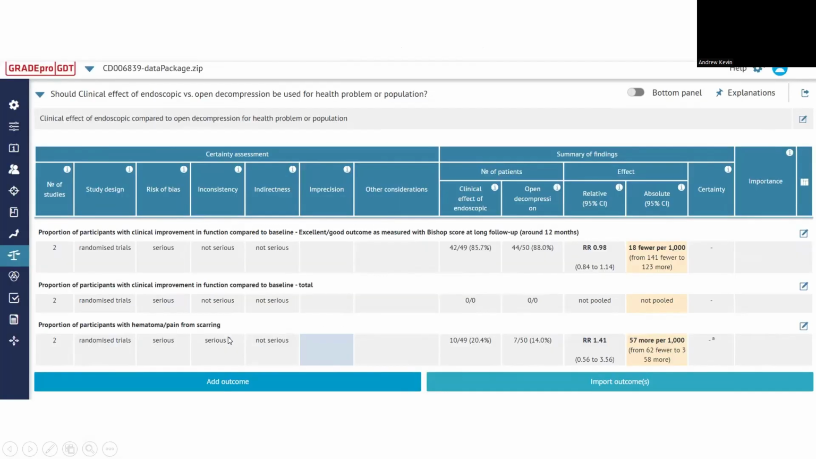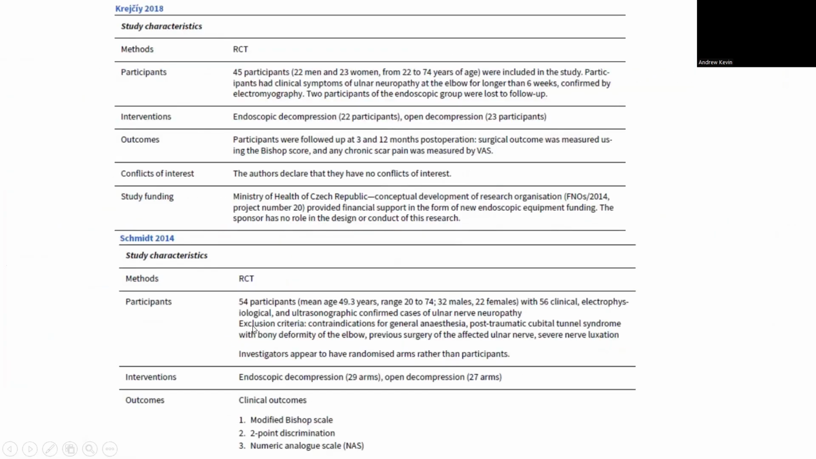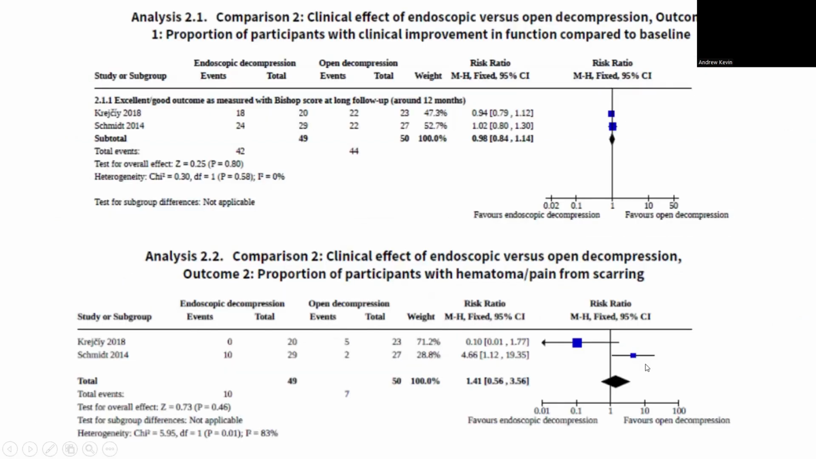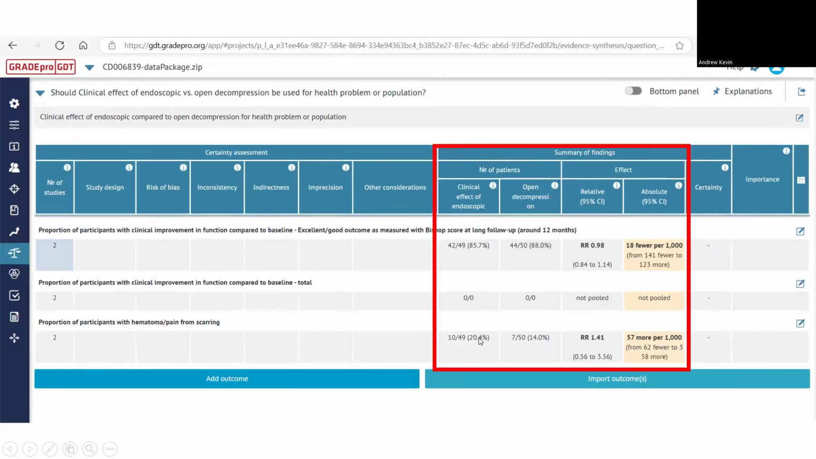Because if you remember our forest plot, the first outcome had narrow confidence intervals with most of the values along the line of no significance. Whereas the second outcome, because it had a low number of events, the confidence intervals were widely varying. So I have graded the second outcome as low quality evidence.